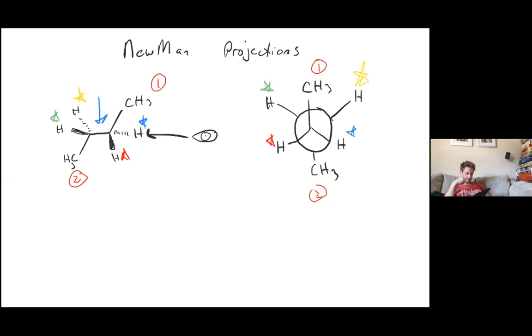So this is what our Newman projection is. It's a representation of looking directly down this bond line. There are 6 different conformations of a Newman projection, and they are all going to be based on, what is it, 60-degree rotations? I think you're doing 60-degree rotations.